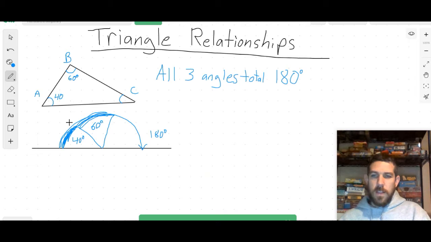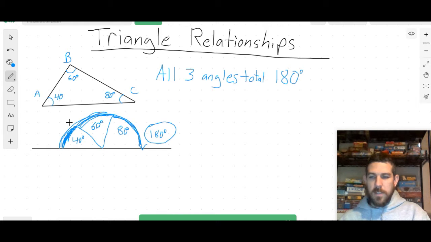And so then angle C must be what's left over to get it to 180, to get it to go all the way around. 40 and 60 is 100, so this must be an 80 degree angle. And that's the remaining piece of the arc here. And so all three of those angles added up will total 180.